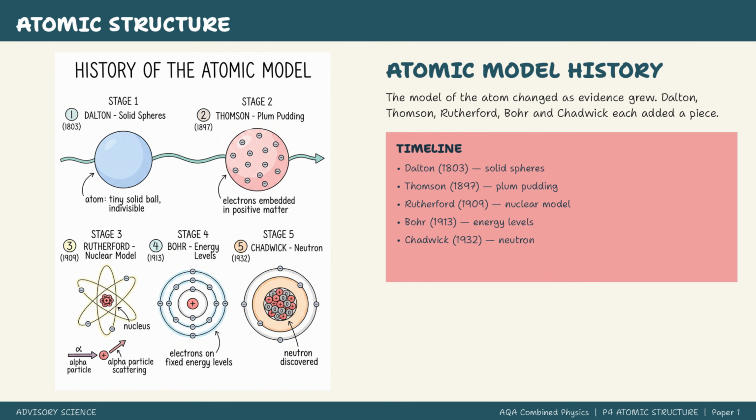Later, Niels Bohr upgraded the nuclear model by proving electrons orbit at specific distances called energy levels, and James Chadwick discovered the neutron inside the nucleus.